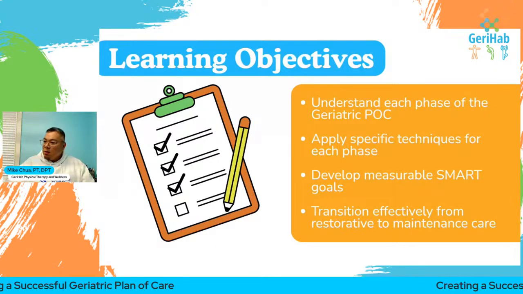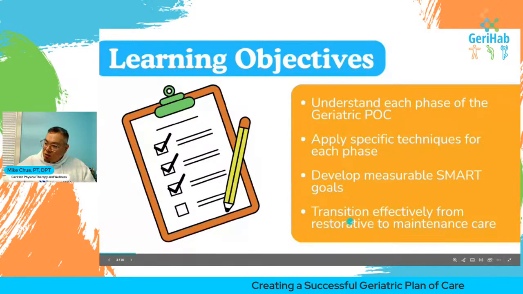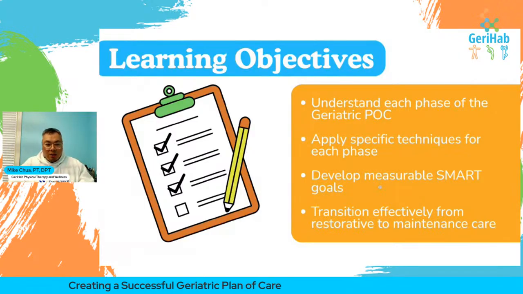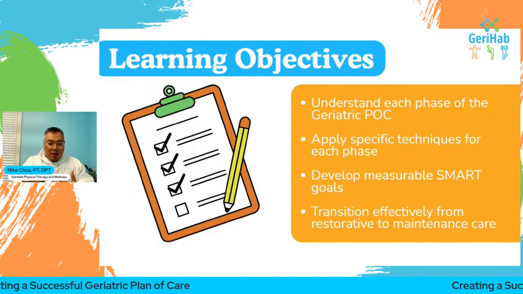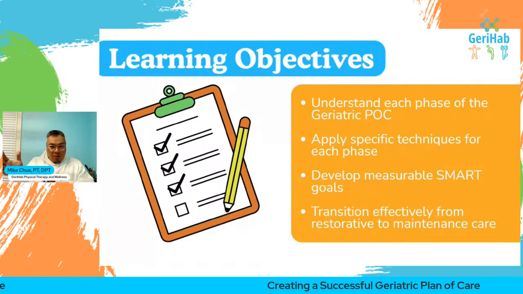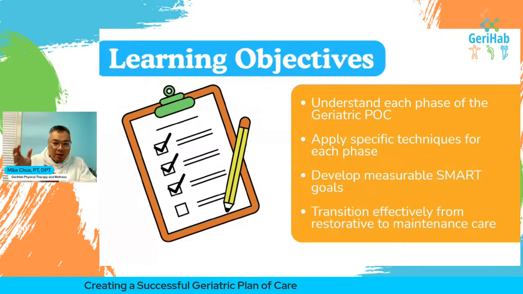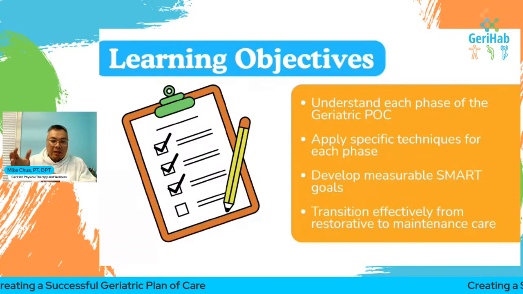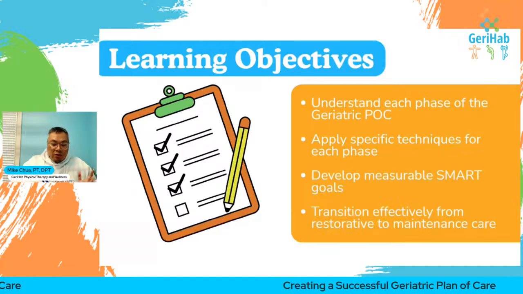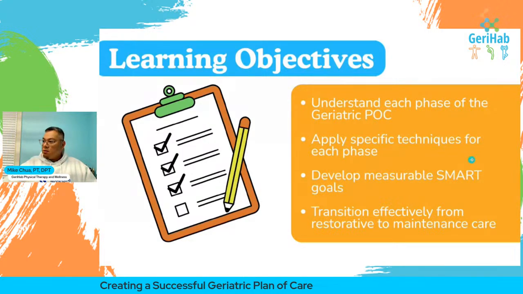Okay, and of course, the last objective is to transition effectively from restorative to maintenance. We have to show in our documentation that we are trying our best. Of course, we're doing our best to transition them effectively from restorative to maintenance. Now, of course, if they're in the maintenance program and then they got sick, they need to go back to a restorative program. I hope that made sense. So, okay, let's go to the next slide.